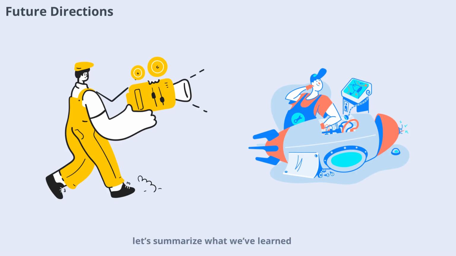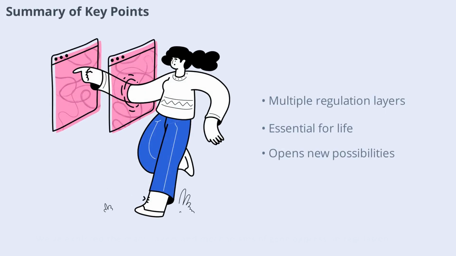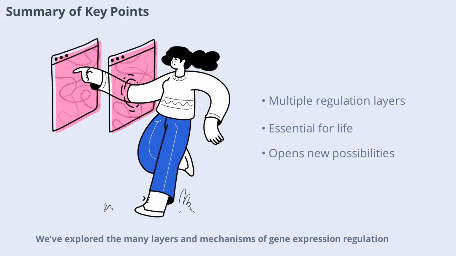Next, let's summarize what we've learned. We've explored the many layers and mechanisms of gene expression regulation, from chromatin structure to feedback loops and from development to disease. Gene regulation is essential for life, enabling cells to adapt, specialize, and function properly. Advances in this field are opening new doors in medicine, agriculture, and biotechnology. Understanding gene regulation helps us appreciate the complexity and beauty of biology.